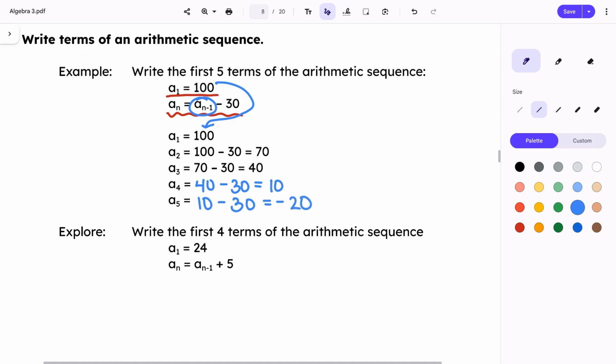So the first 5 terms would be 100, 70, 40, 10, and negative 20. And then I could keep going if they wanted me to, but they just wanted the first 5 terms, so you can stop right there. Okay, why don't you guys try that next one? They're giving you a new first term and a new arithmetic sequence. So go ahead and see if you can find the first 4 terms of this next one.